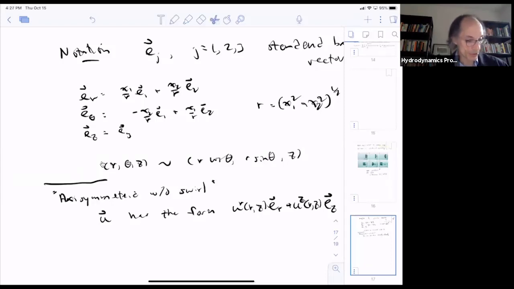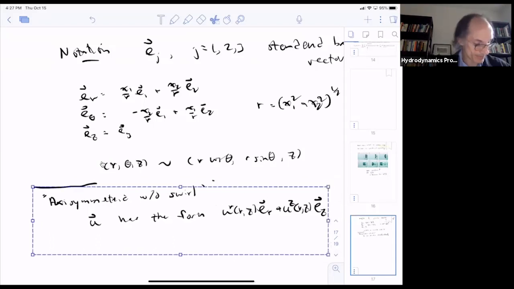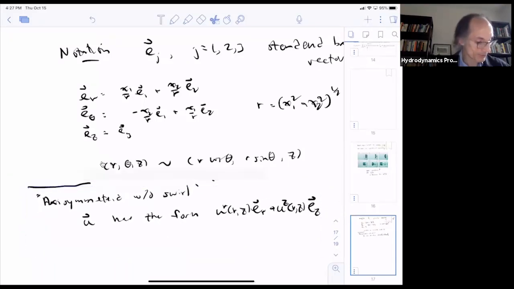Okay, and so this is distinct from general flow in two ways. These components depend only on r and z, and there's no theta component. If I had also a u_theta of (r, z) times e_theta, this would be called axisymmetric with swirl. So without swirl refers to the absence of that component. Okay, good.